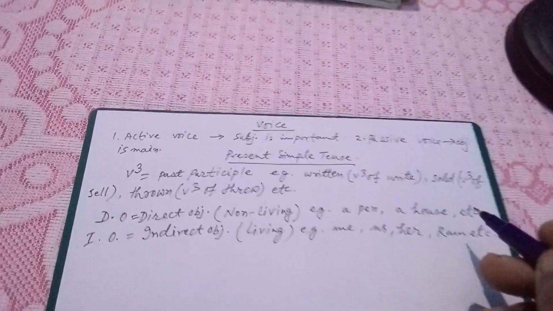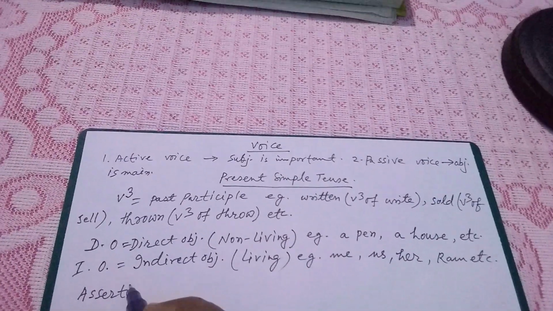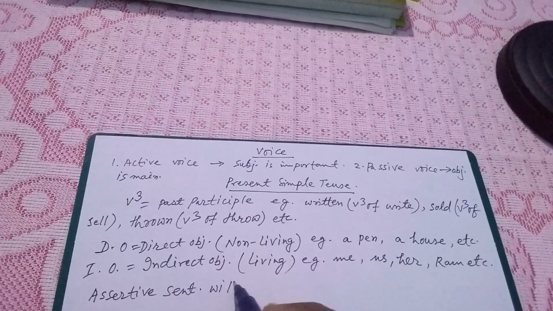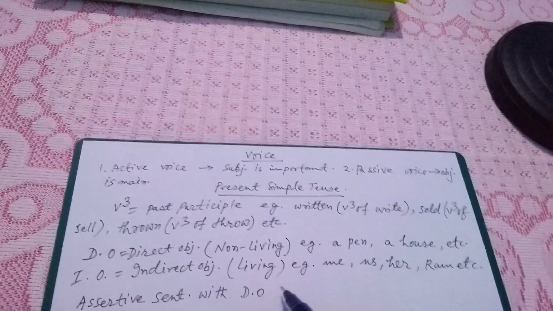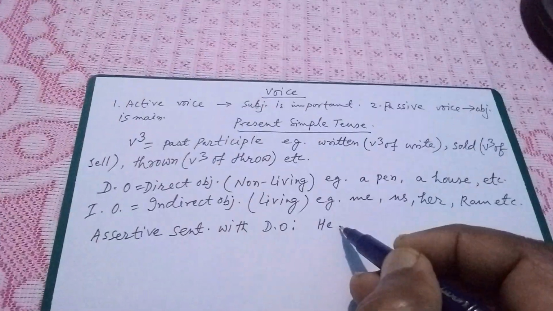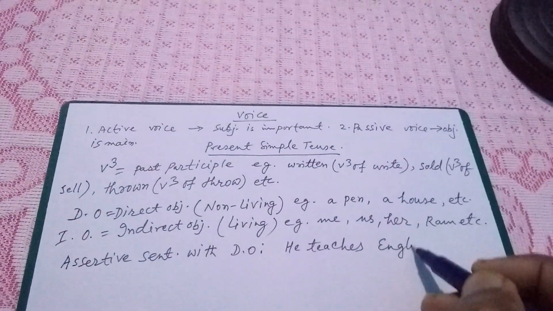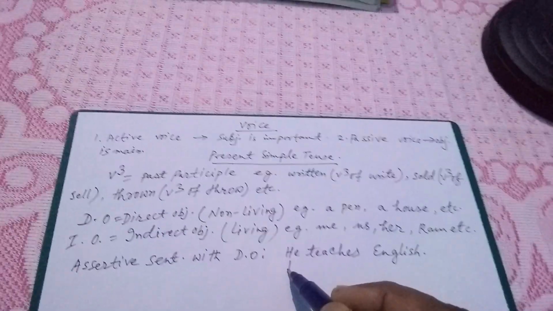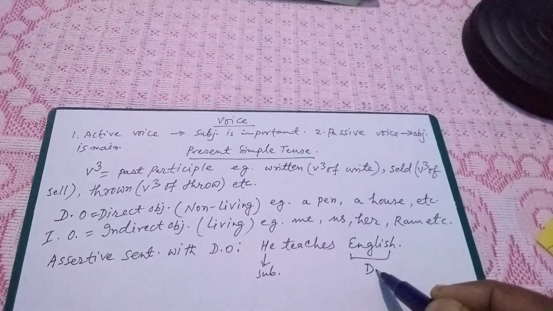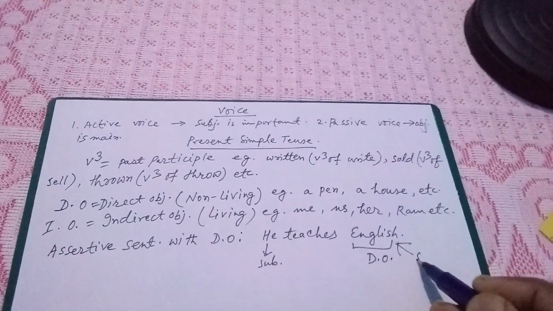Now, first of all, I explain assertive sentence with DO, that means with direct object. He teaches English. Here, he is subject. English is direct object. Now you say this English is singular.